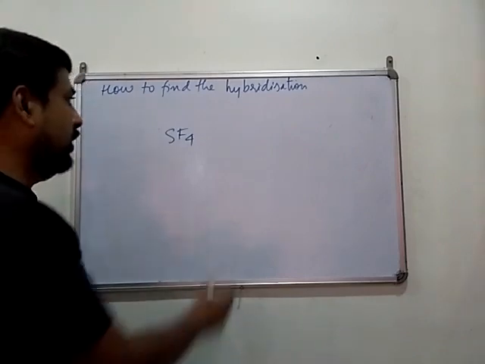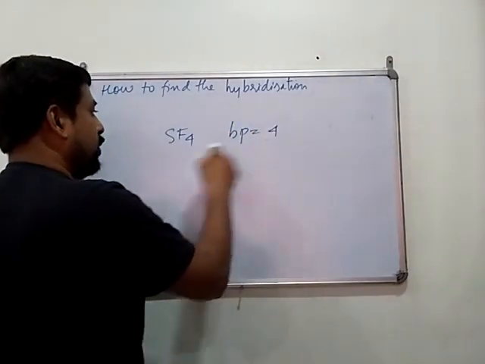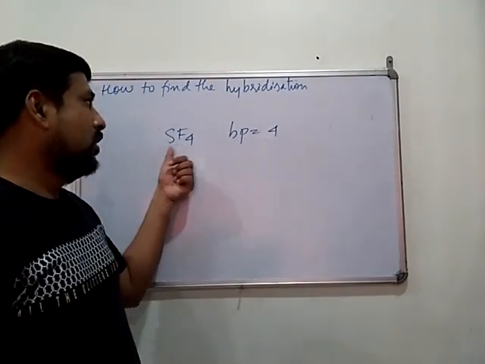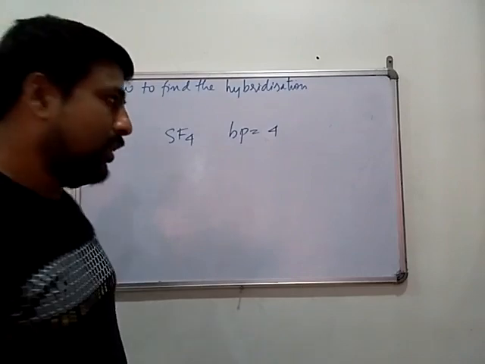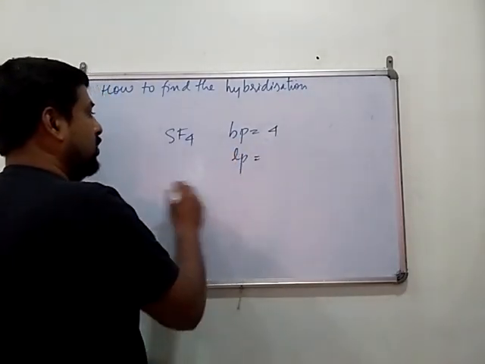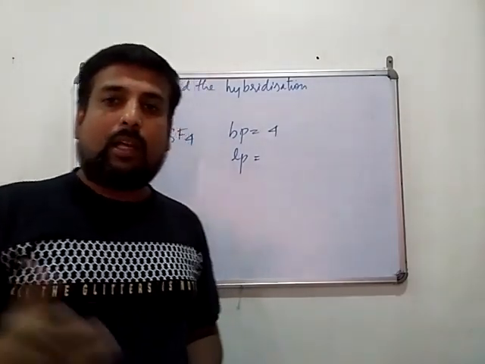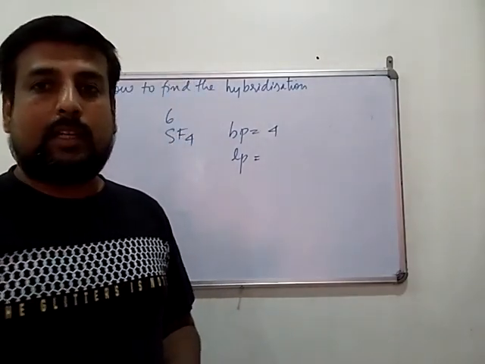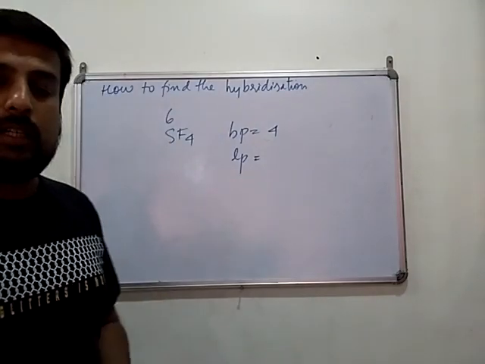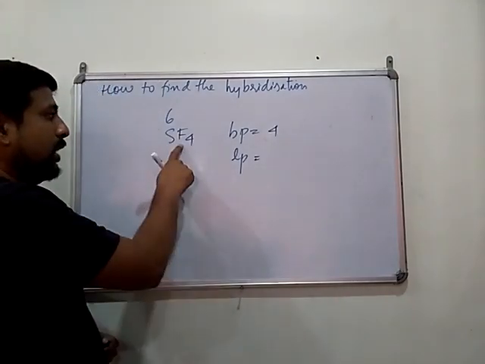Okay. Now here bond pairs are what? Bond pairs are 4 because 4 atoms are connected with the central atom. You have to just count the number of atoms. So 4 atoms are connected with the center, so bond pairs or sigma bonds are 4. Now lone pairs are what? Since sulfur belongs to group 16 of the periodic table, 16 means 6 electrons in the outermost shell. So out of these 6 electrons, you have to think how many are shared and how many are unshared or remaining.